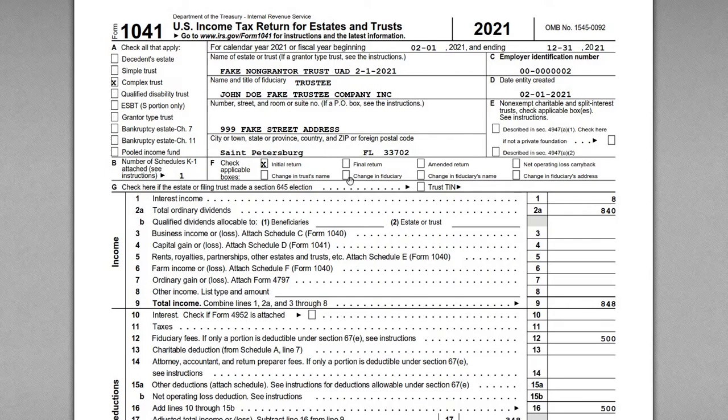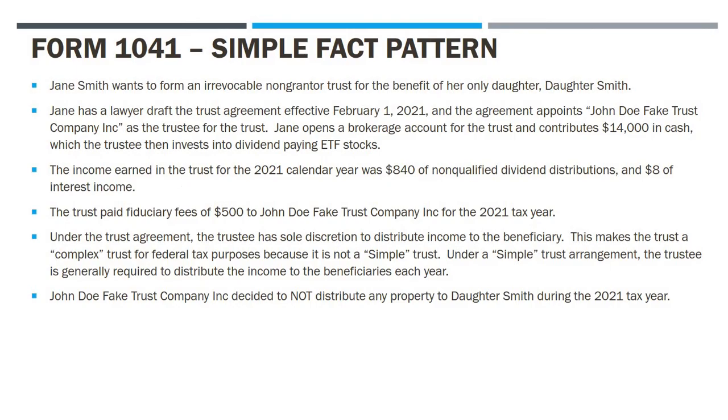So I've got the sample 1041 in front of us. We'll go through all the relevant fields here. And then I also have a sample fact pattern here that we're going to review, and this is the information we're going to use to populate the 1041 tax return. So what's the fact pattern we've got here?